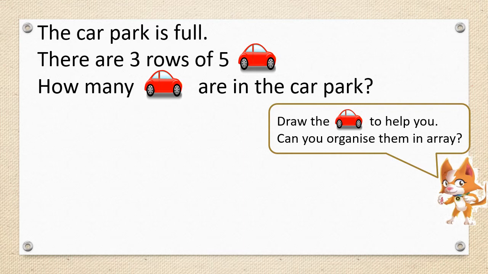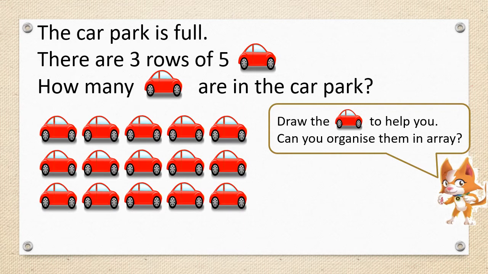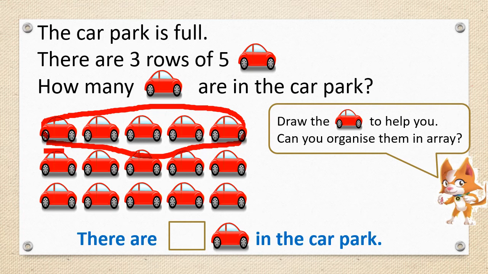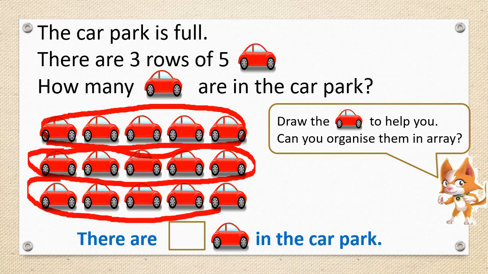Let's get back together. Here I have 3 rows of 5 cars. So how many cars altogether? Let's check. 5, 10, and 15. The answer is 15. I just added the number of cars in each row to get my answer.